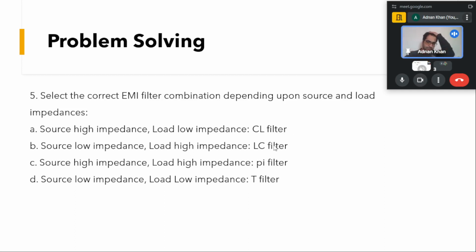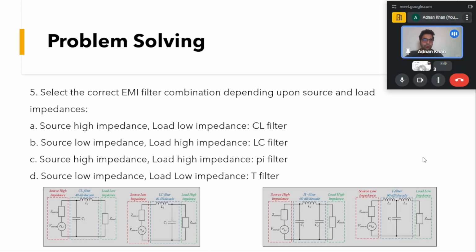There can be multiple correct options. Can anybody answer, like we had seen? One of you has answered, and this is the correct answer to this question. So we had previously seen that we want to have our EMI filters as per the impedance mismatches. If we have a high impedance at the source or the load, we'll have the filter with the lower impedance, and vice versa.